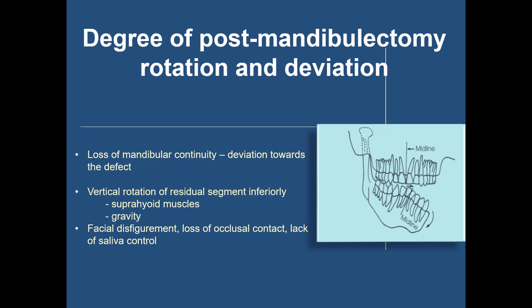And the inferior rotation is caused by two factors, that is the suprahyoid muscles and gravity. So these suprahyoid muscles pull the residual mandibular fragment, causing inferior displacement and rotation around the fulcrum of the remaining condyle. And the second factor that causes mandibular rotation is gravity.